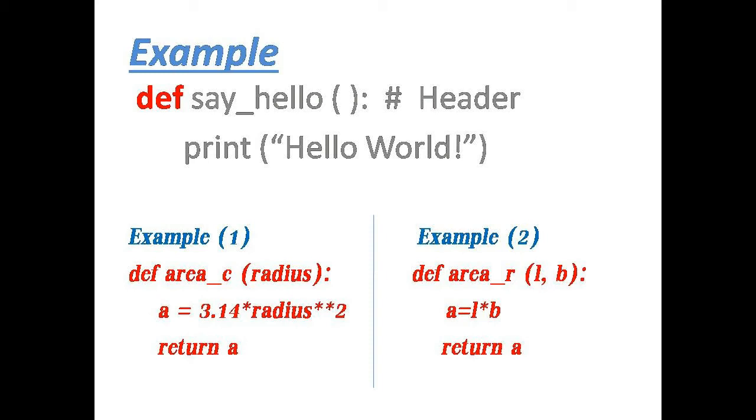Okay, and in the next example we are using two parameters, L and B, and we are finding the result related to the variables L and B. After the calculation, after getting the result, we are returning the value back to the function.